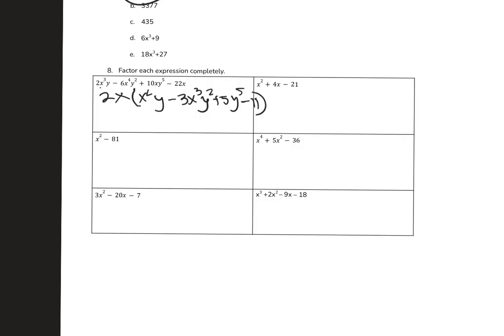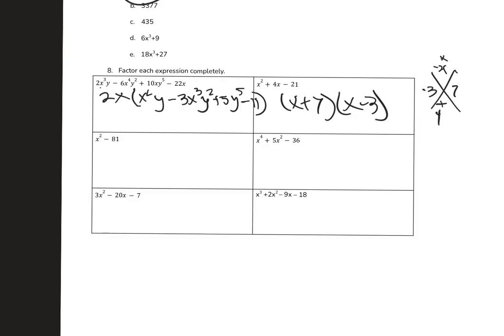Okay, next one, looking at seeing whether we can do this by products and sums. So we're looking for, can we find 2 numbers that multiply to negative 21 and add up to positive 4? Yes, we can. We can find those two numbers are positive 7 and negative 3. And so this can be factored into x plus 7 times x minus 3. Just as a check, 7 minus 3, negative 21, 7x, negative 3x, positive 4x.